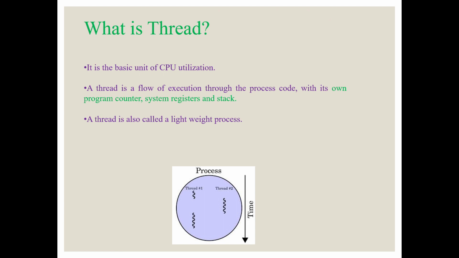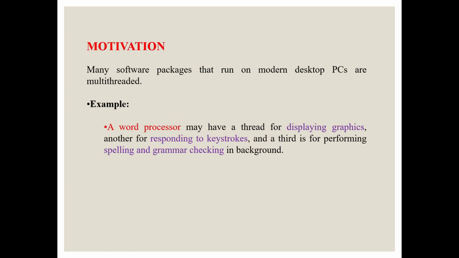So now coming to what is a thread. It is the basic unit of CPU utilization. A thread is a flow of execution through the process code with its own program counter, system registers and stack. A thread is also called a lightweight process. This is a diagram showing the relation between the process and the thread.